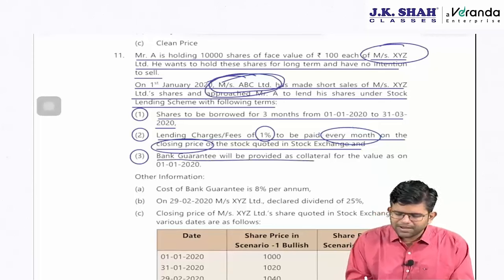Point number 3, bank guarantee will be provided as a collateral for the value as on 1/1/2020. Cost of bank guarantee is 8%. What does this mean?